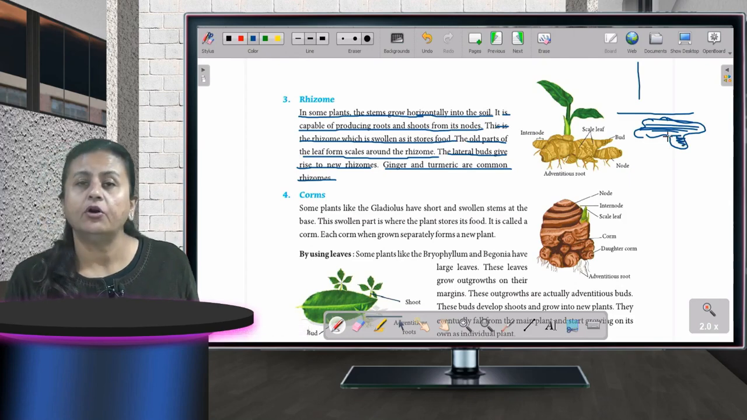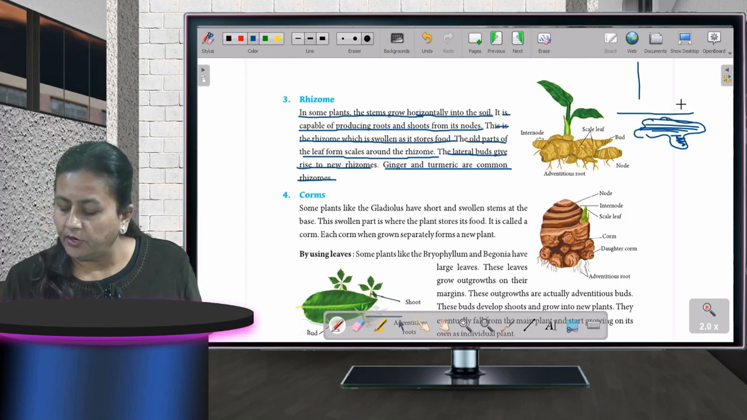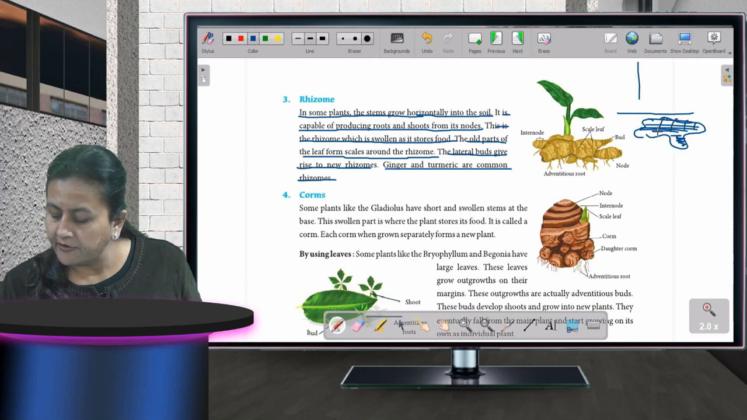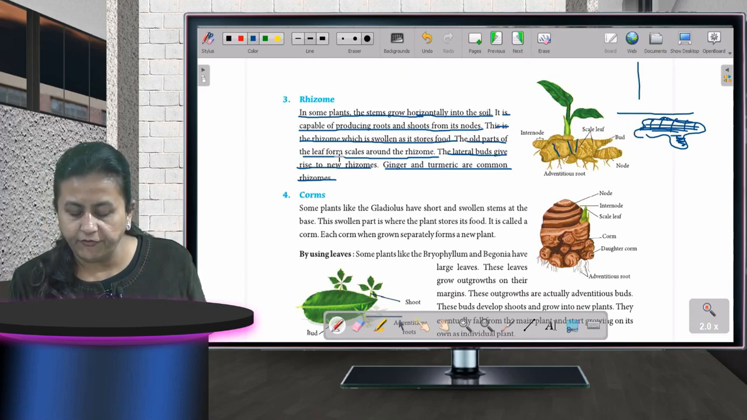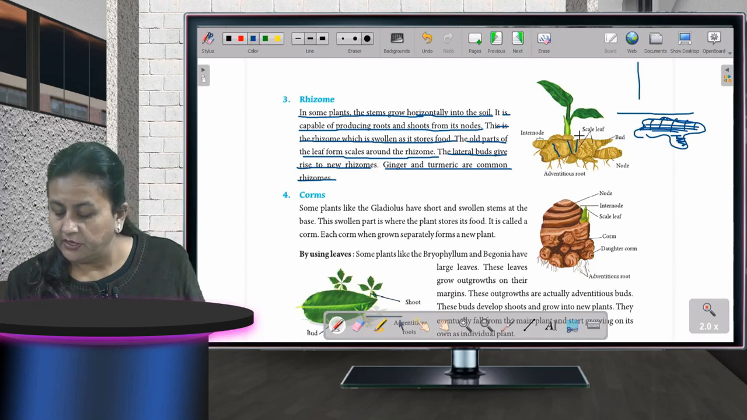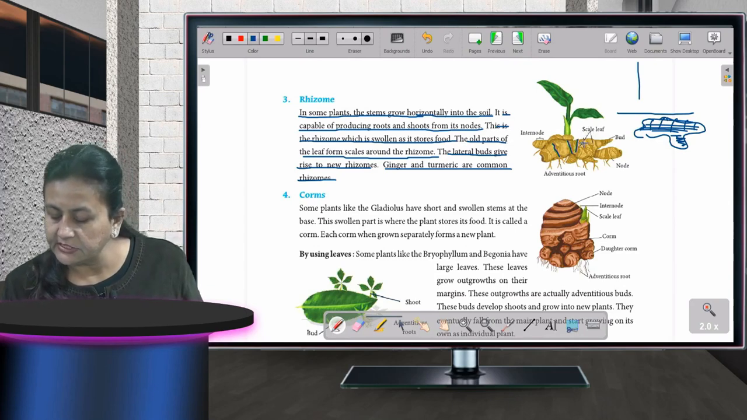It is in the horizontal form. Now what happens? It has got all scales on its body. You can see here these scaly leaves are there, and these are buds. Now the old parts of the leaf form scales around the rhizome. The old leaf, these scales are the old leaf.